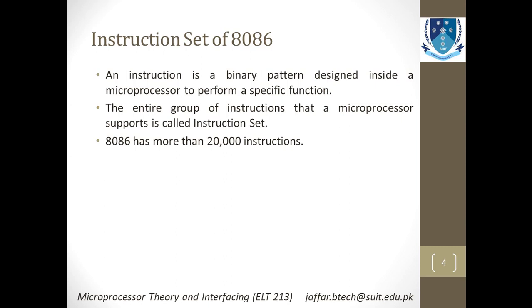And this entire group of instructions that a microprocessor supports is very important. If you design an instruction set but it is not supported by the microprocessor, it won't work. If you want your instruction set to work on your microprocessor, they both need to be compatible with each other. If your microprocessor is not compatible with your instruction set, it doesn't matter how long the instruction set is, it will never work. The 8086 has more than 20,000 instructions, and this is not an accurate figure, but an approximate one.